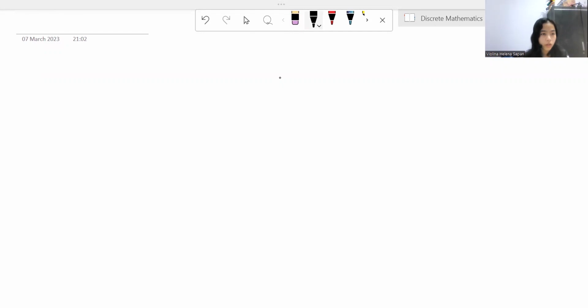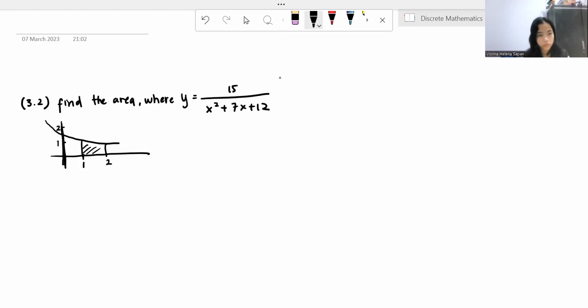Next, we're going to solve the problem for number 3, part 2. We need to find this area. So how do we find this area? We need to find the integral of 15 over x squared plus 7x plus 12, with 2 as its upper bound and 1 as its lower bound.